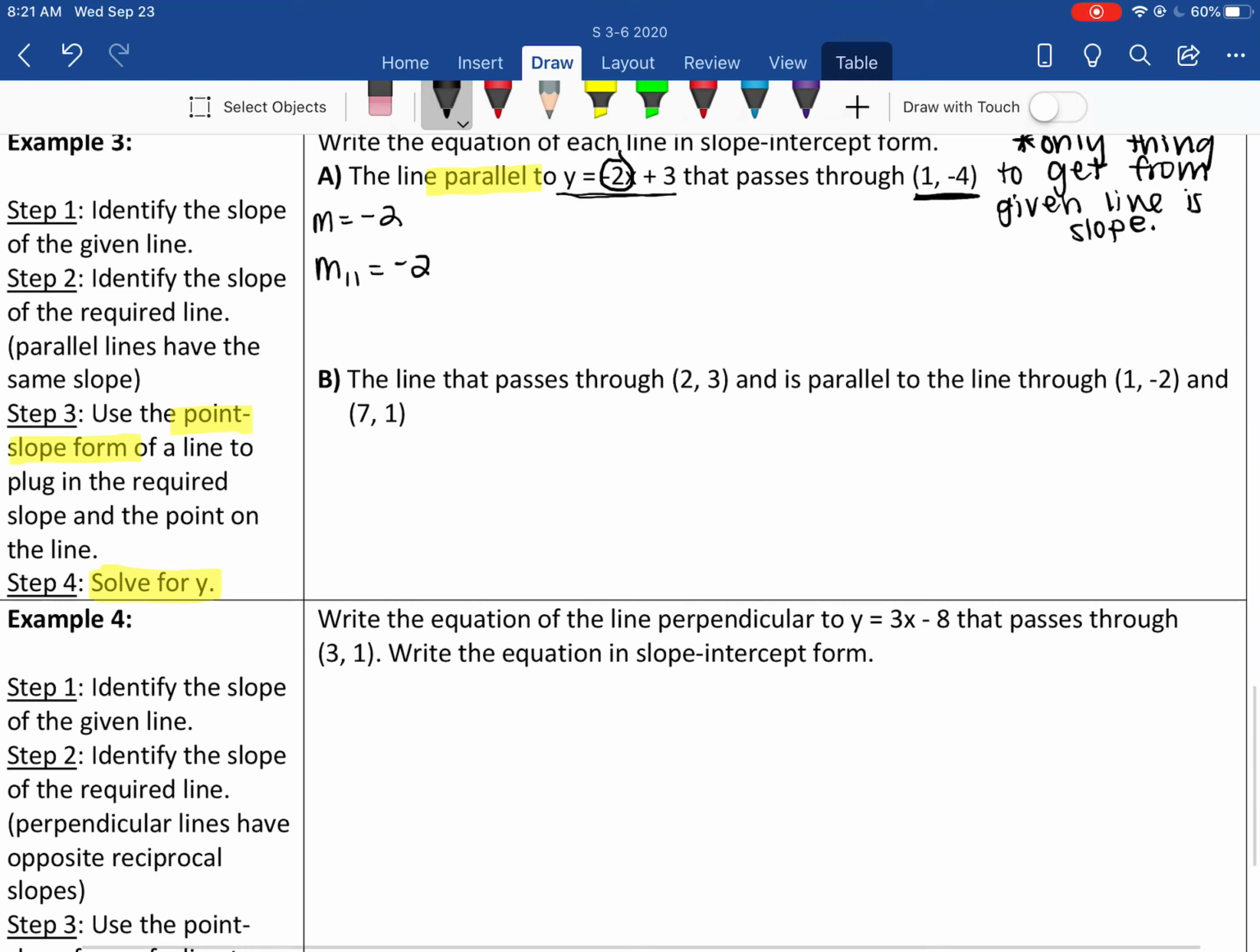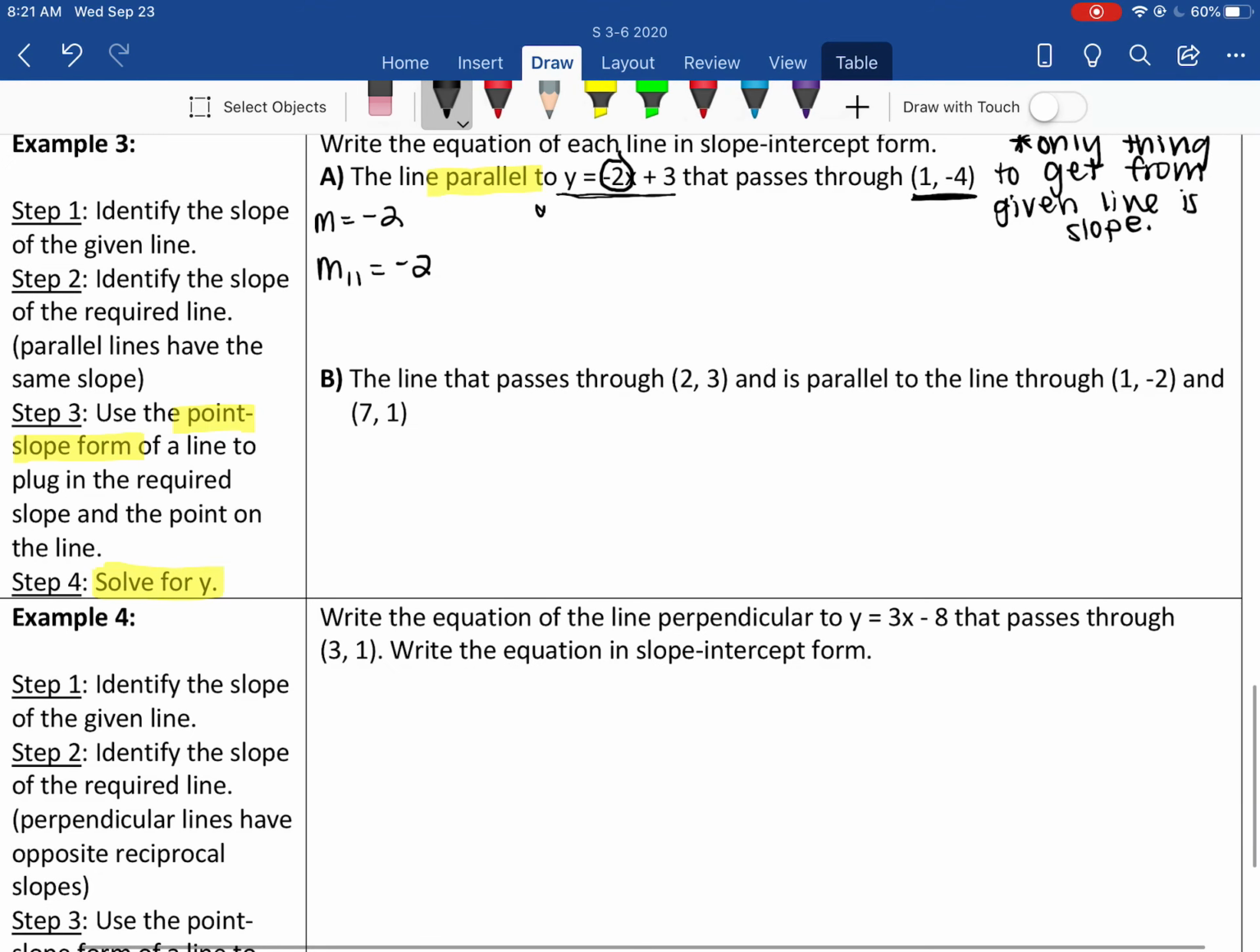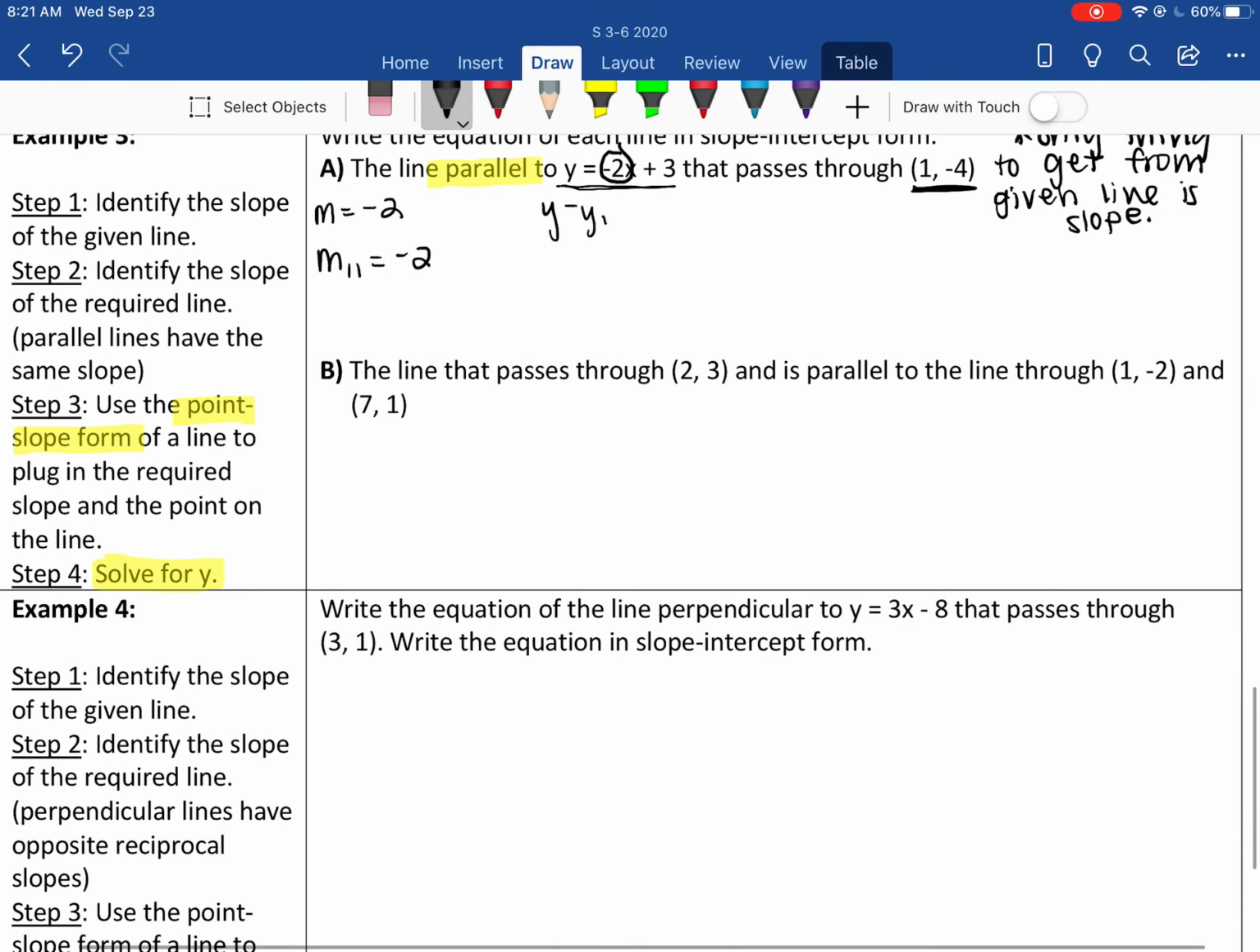Okay, so once you are given your slope, you're going to ignore that old line. Now you're going to look at your new point, and you're going to put it into your y minus y1 equals m times x minus x1 form. So this is going to be your x1 and y1, and that's what you're going to plug in. So you have your m, and then you have your x1 and your y1 right here.